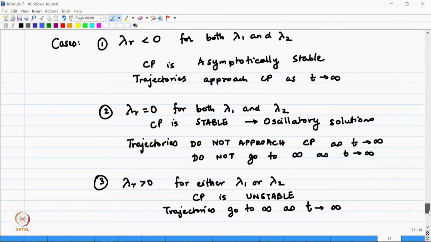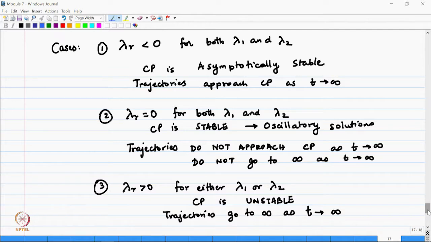Now if lambda r is less than 0 for both lambda 1 and lambda 2, then we say that the critical point is asymptotically stable. That means the trajectories approach the critical point as t tends to infinity. So as t goes to infinity, the trajectories will go towards the critical point. So such a critical point is said to be asymptotically stable.